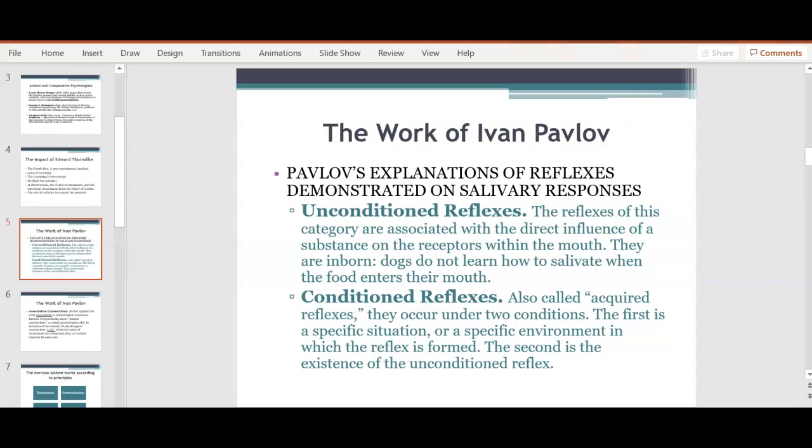And then you have conditioned responses, which is the opposite of that. So it's also called an acquired reflex. So this is something that is learned, and they can occur under two conditions. The first being a specific environment in which the reflex is formed, and that's where you see the dog and the bell response. And the second instance is of the unconditioned reflex. So that's something that already happens, even with humans, whenever people do the happy dance or they salivate before they're eating, that is an unconditioned response to food.